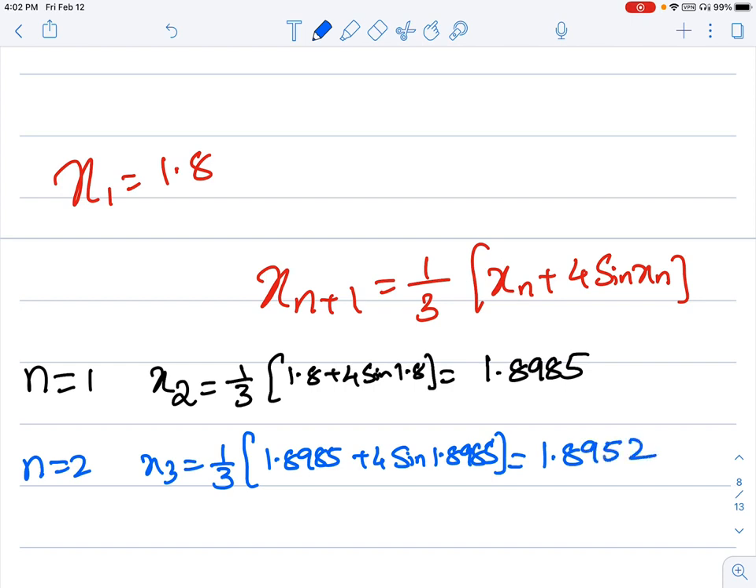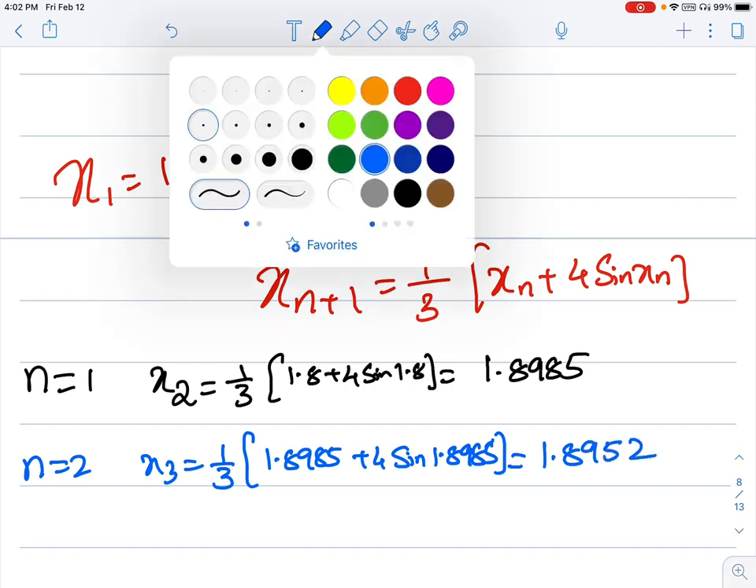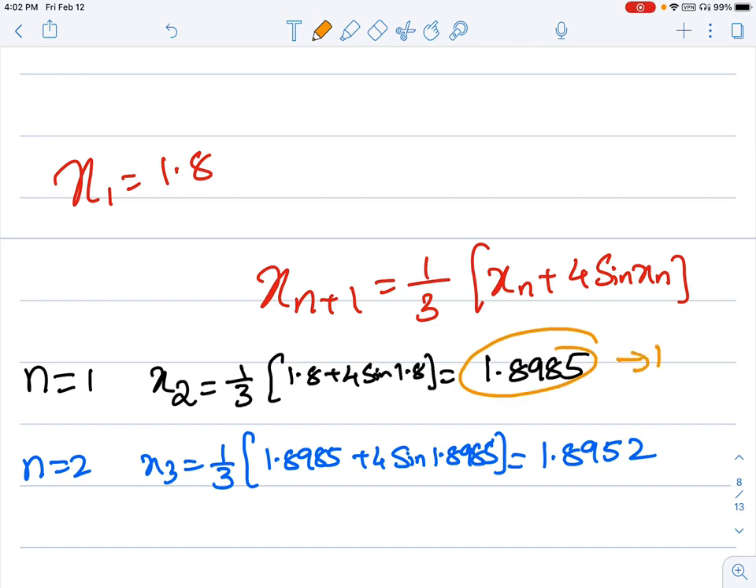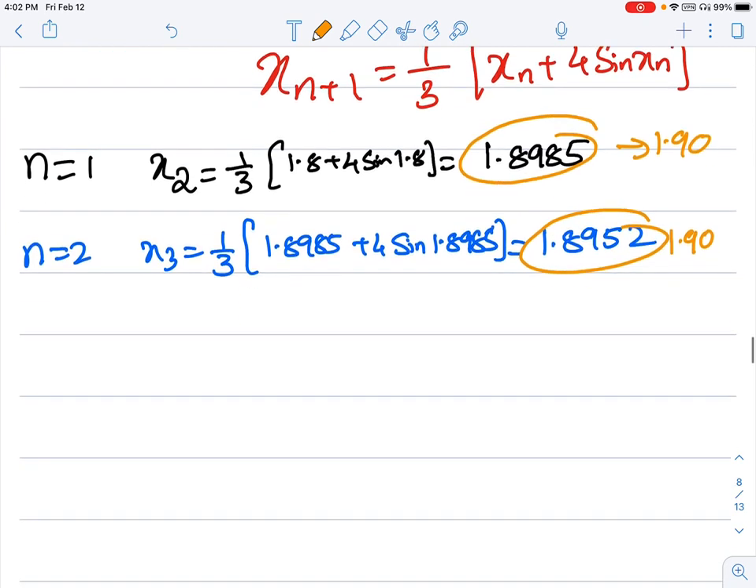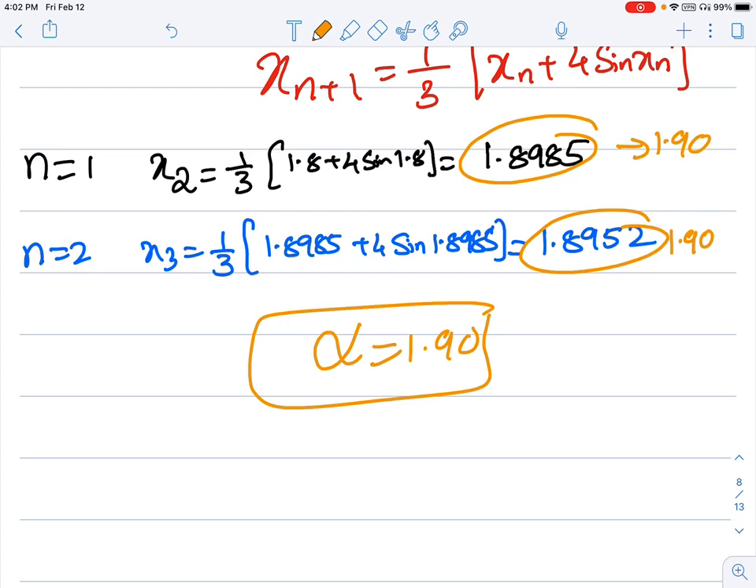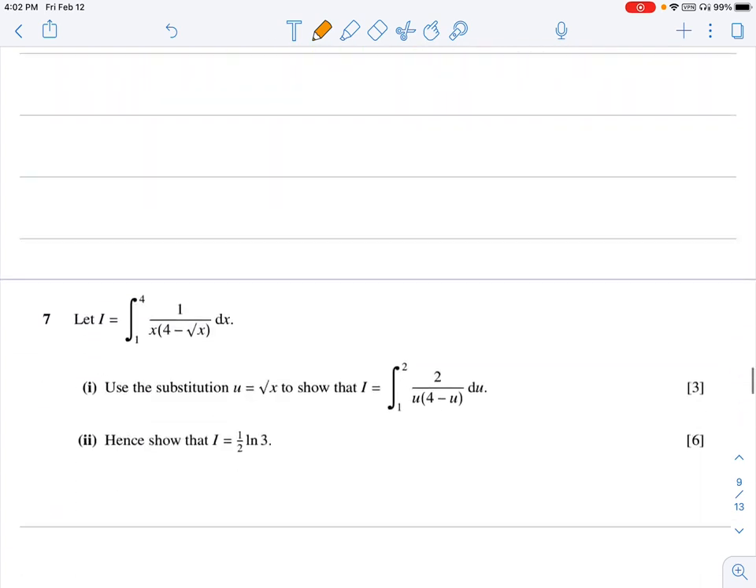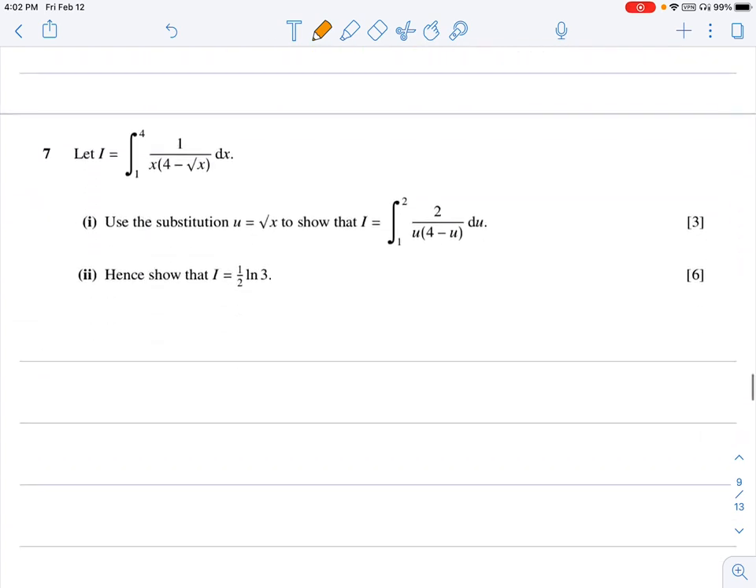So it becomes 1.8952. I stop here itself, because when I see 2 decimal places, this becomes 1.90, and this also becomes 1.90. So therefore alpha is equal to 1.90. As soon as it repeats, that's going to be the answer. That was question number 6.